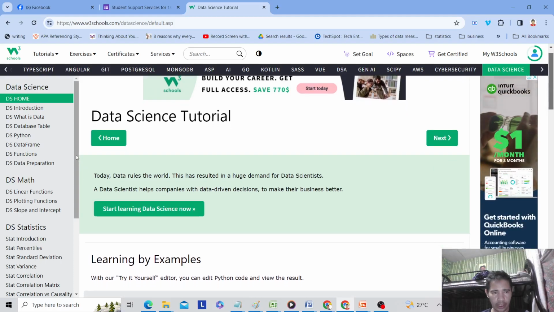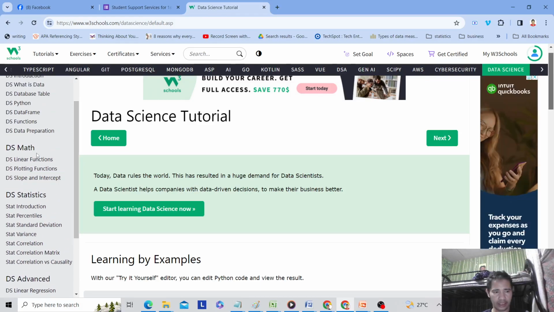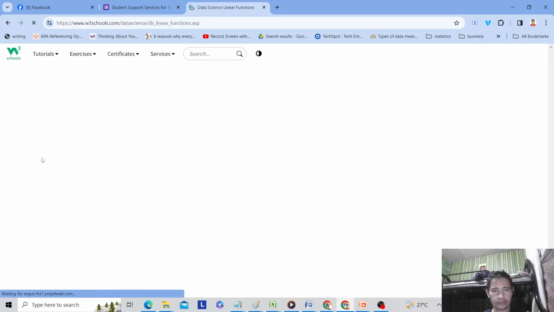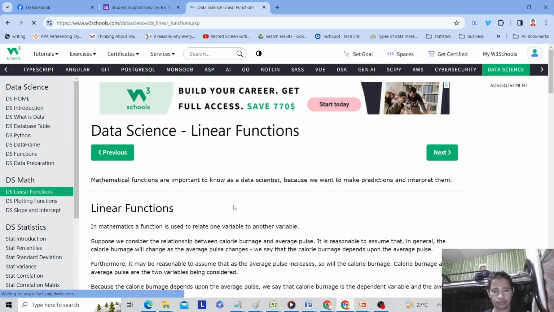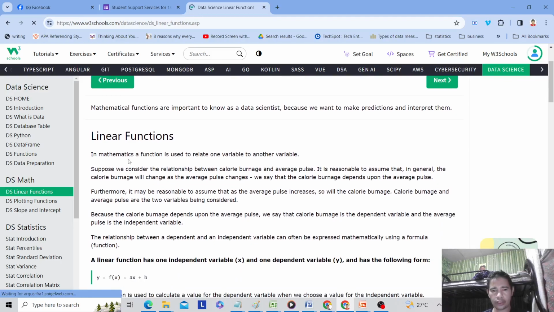We're going to have the tutorial for data science, and we're going to have these linear functions. Mathematical functions are important to know as a data scientist because we want to make predictions and interpret them. So, linear functions. In mathematics, a function is used to relate one variable to another variable.